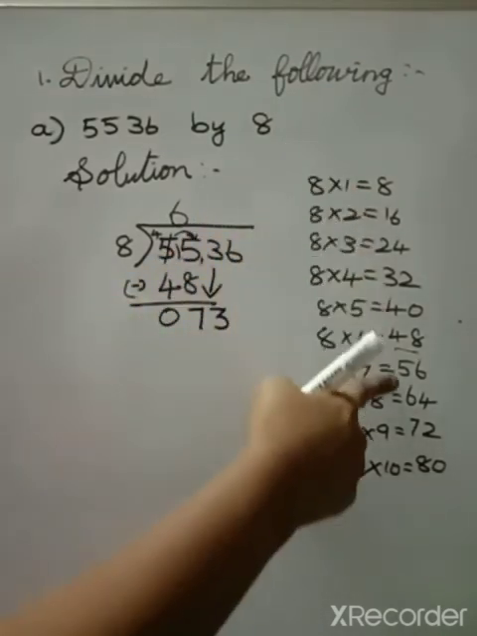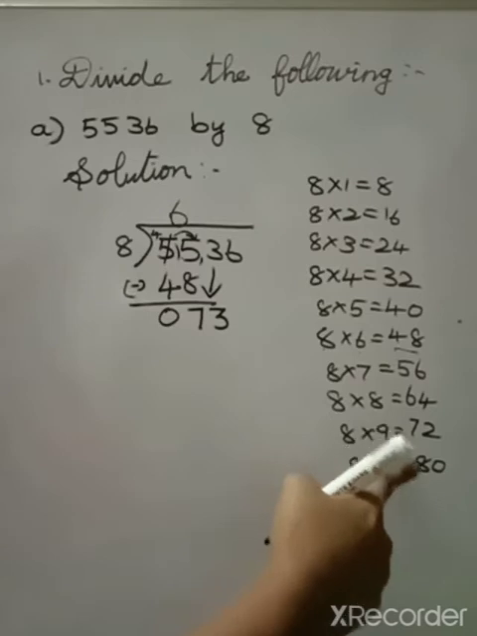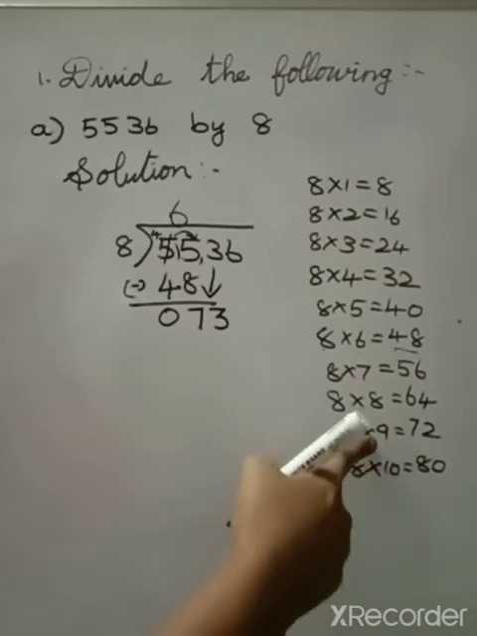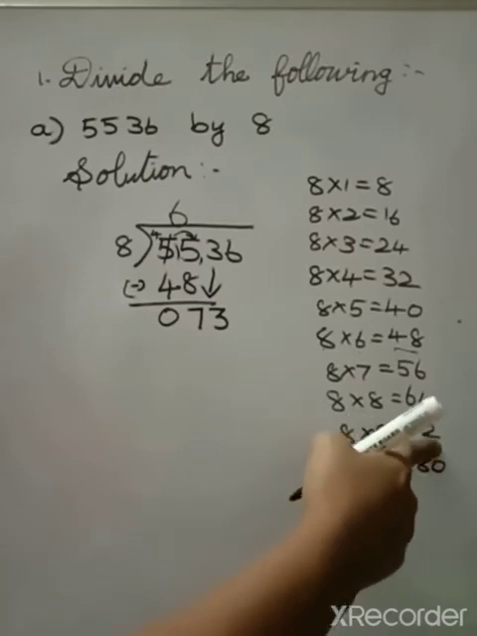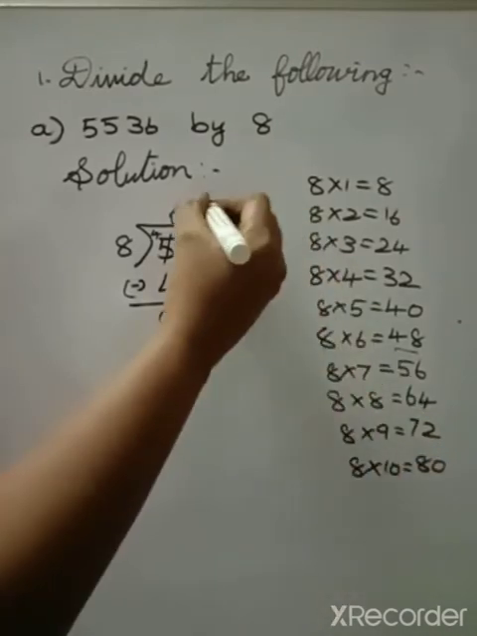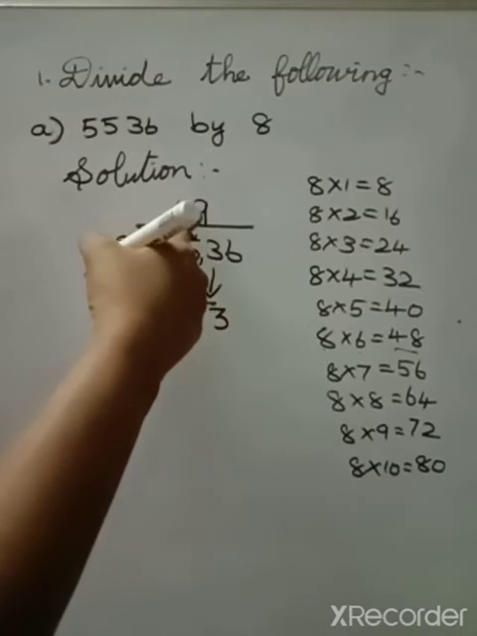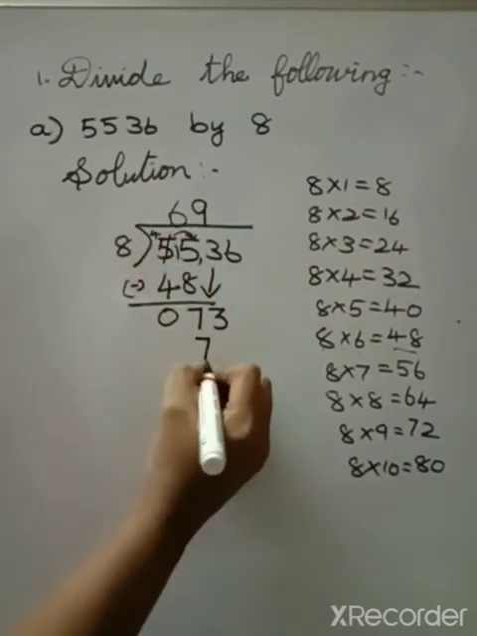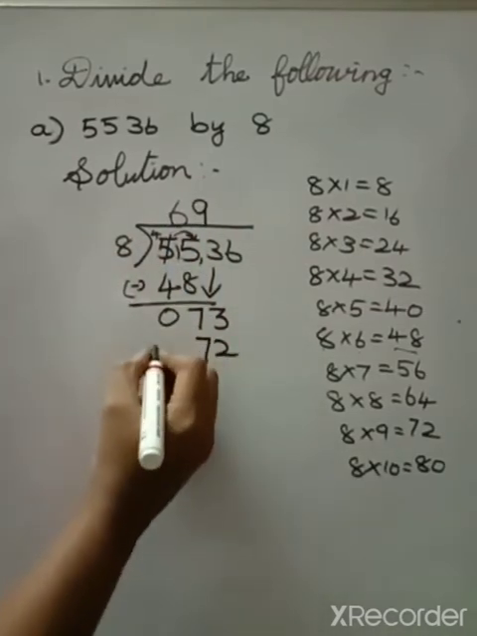So see 73 in this? No, 80 is the biggest number. So the nearest smallest number is 72. So 8 table, 72 how many times? 9 times. So write 9. First you write the number here. 9 8s are 72. Now what you have to do?